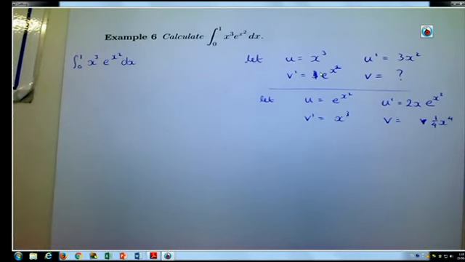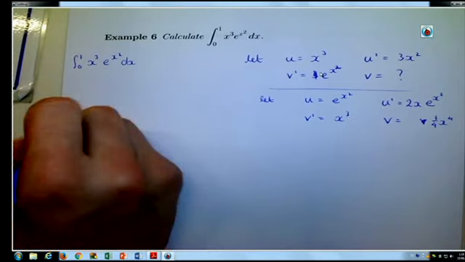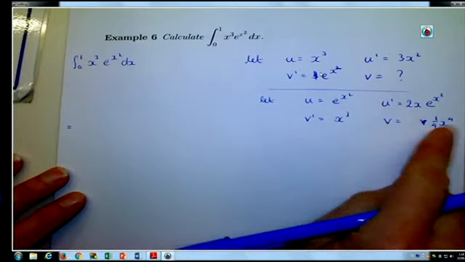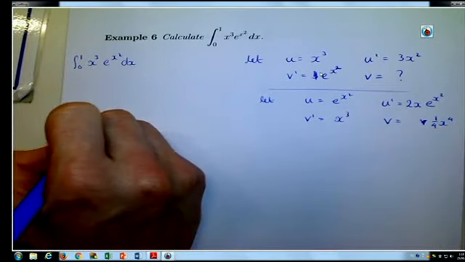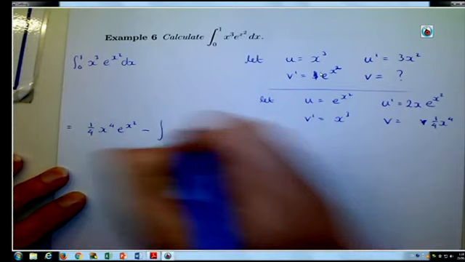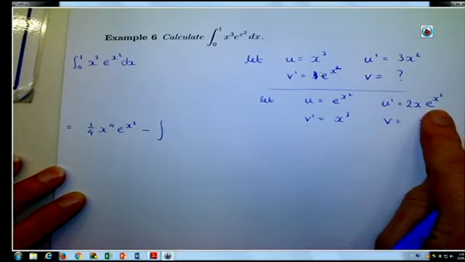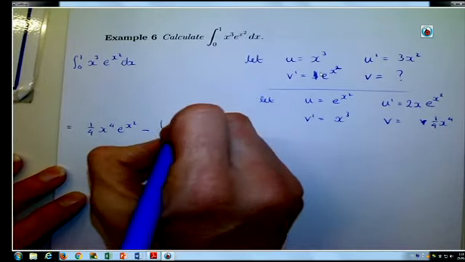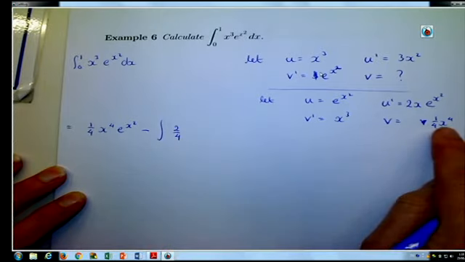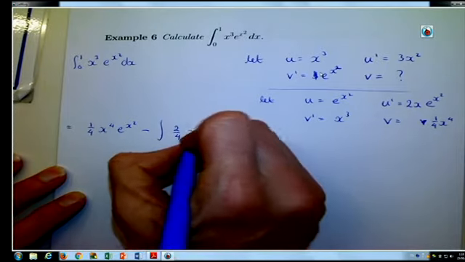Okay, so now we've got all the bits and pieces that we need. Let's substitute it in. The little formula in the box says u times v, this one and this one, minus this one and this one, right? I'm going to have 5 x's altogether.